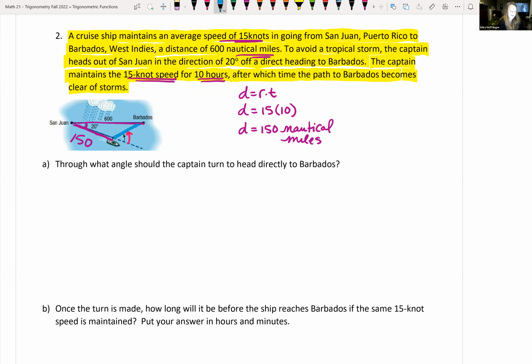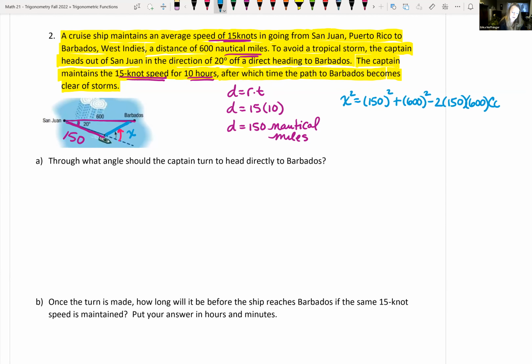So we can figure out what that side is. Maybe let's call it X. We can figure out what X is by using the law of cosines. So the law of cosines says X squared, that side squared, is equal to squaring and summing the other sides. So 150 squared plus 600 squared minus 2 times the length of one side, 150, times the length of the other side, 600, times cosine of our angle in between, which is 20 degrees.